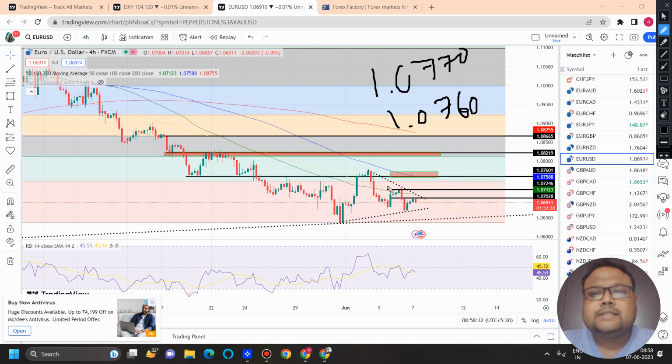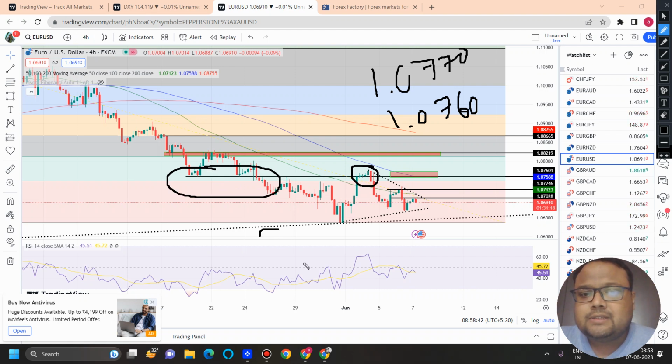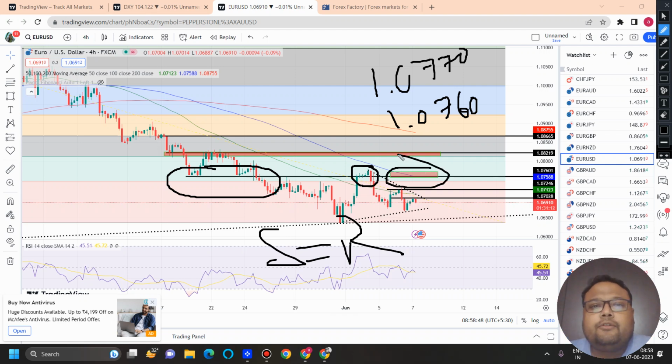Why? You can see here that we have previous price rejection around this area. Listen to me carefully: previous support acting as resistance, previous resistance, and we also have the 100 moving average around this area, acting as dynamic resistance. If we combine all the factors here, 1.0770, 1.0760, 1.0755, this is a good resistance zone in the market.